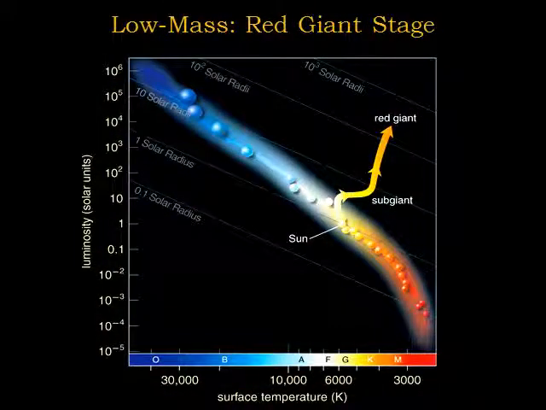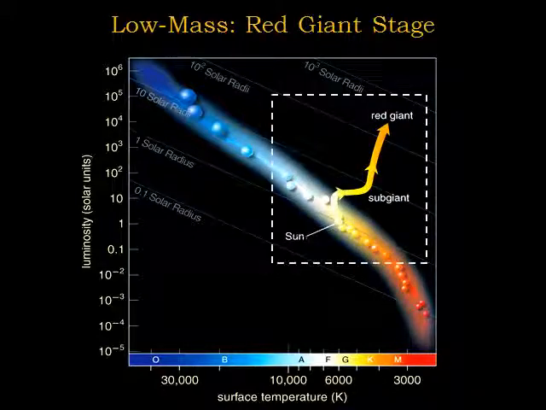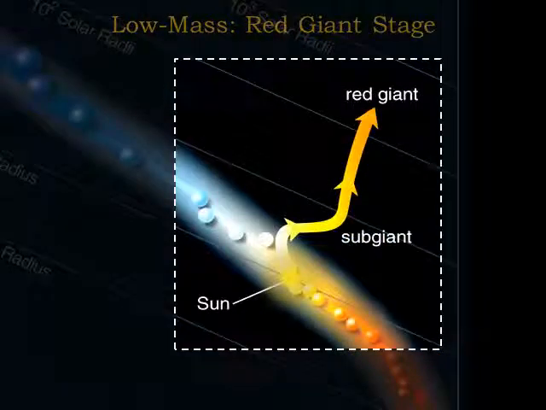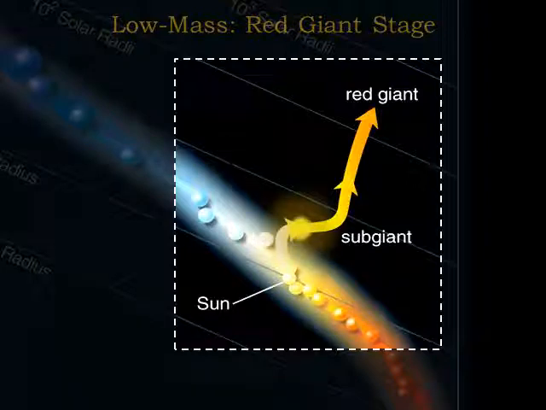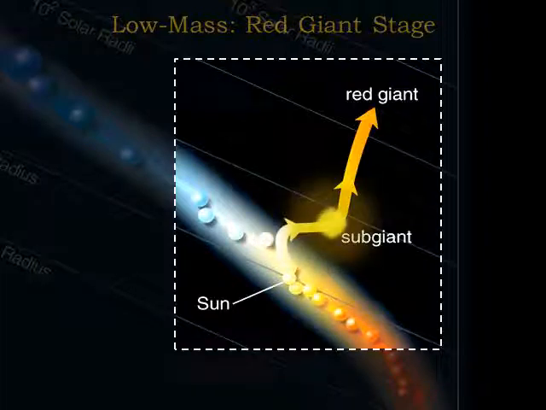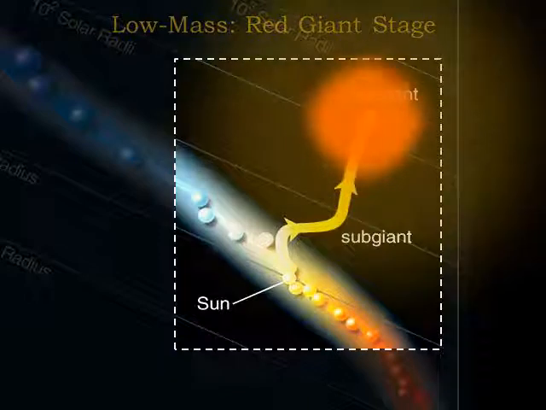We can follow the Sun's life track on an HR diagram as it goes from a main sequence star to a giant star. After it turns off the main sequence, the Sun will move almost horizontally to the right as it grows in size to become a subgiant. Then, as the expansion of the outer layers continues, the Sun's luminosity will begin to increase, and its life track will turn upward on the HR diagram.